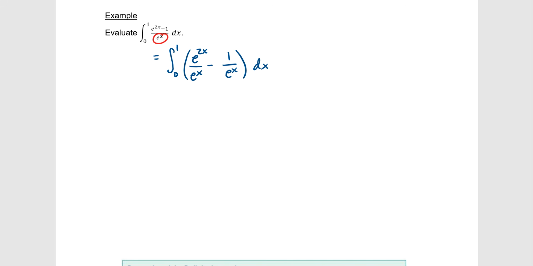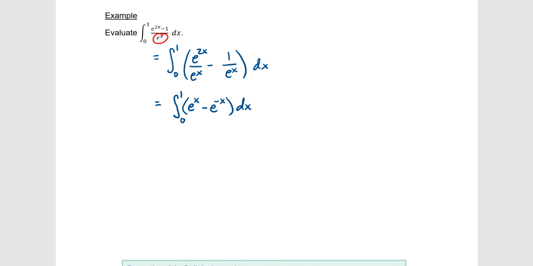So we throw parentheses around it, and first we can actually simplify just a little bit further here. It's going to be the integral from 0 to 1, and e to the 2x divided by e to the x simplifies to just e to the x. Common bases, you subtract the exponents. 2x minus x is 1x. And for the next one, we can rewrite that as e to the negative x, because 1 over e to the x is e to the negative x.